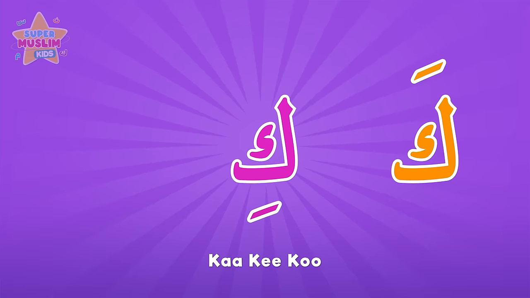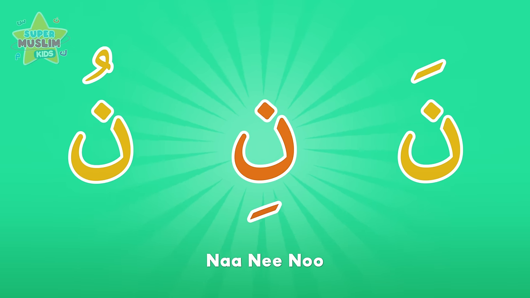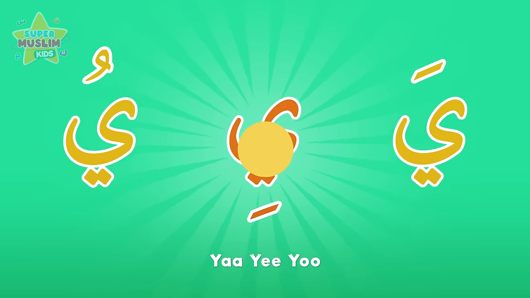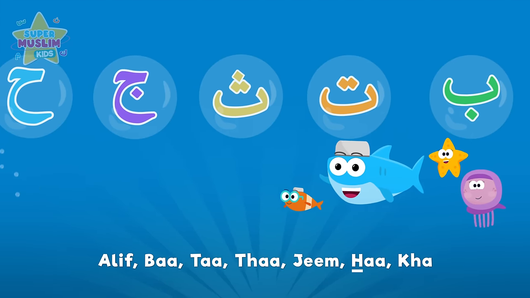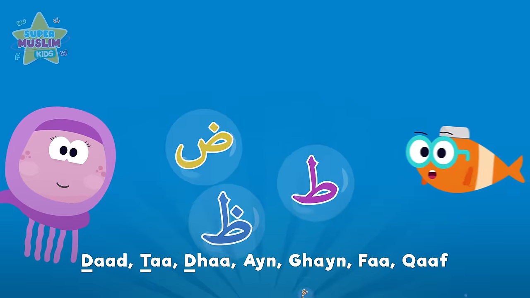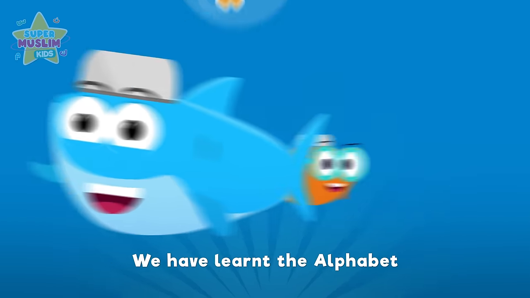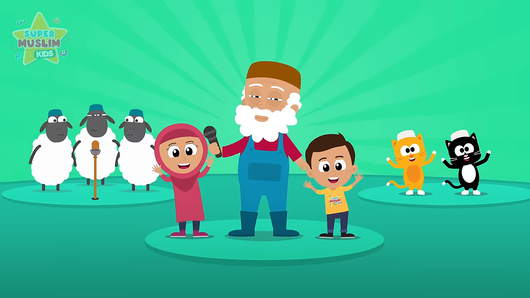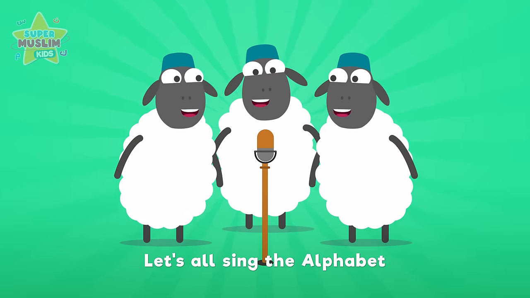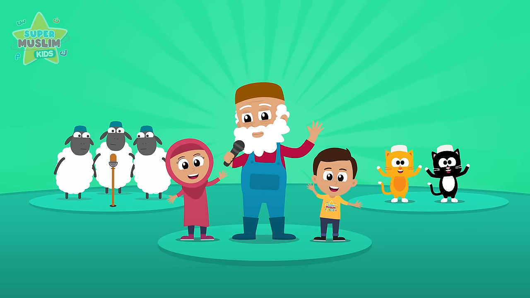Kakiku, lalilu, mamimu, naninu, wawiwu, haihu, yaiyu. Alif, ba, ta, tha, jim, ha, kho, dal, dhal, ra, zay, sin, shin, sad, dad, ta, za, ayn, ghayn, fa, qaf, kaf, lam, mim, nun, waw, ha, ya. We have learned the alphabet, the Arabic alphabet. Let's all sing the alphabet, the Arabic alphabet.